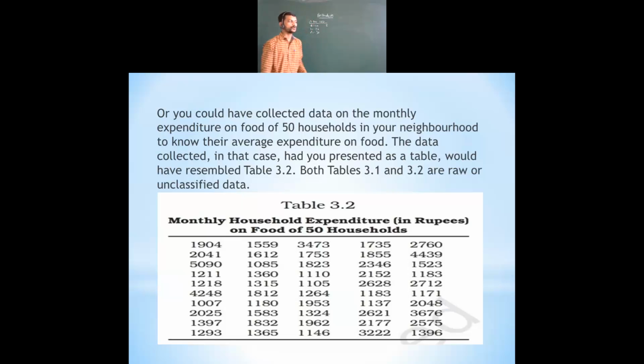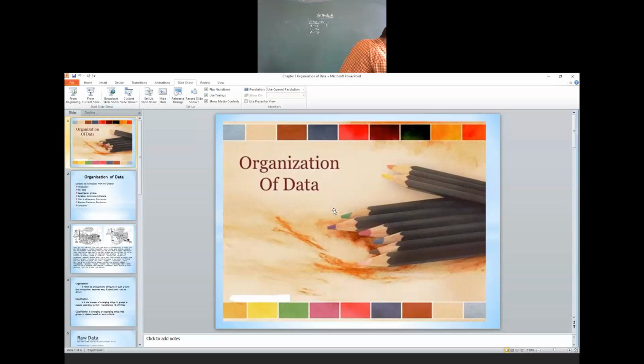Now, from this, what do you understand? What is raw data? Raw data is data which is unclassified, or not processed for use. Processed for use, we call here unclassified data. Now, when we come to the next part, we call it classification of data. For today's session, we are going to stop here only.